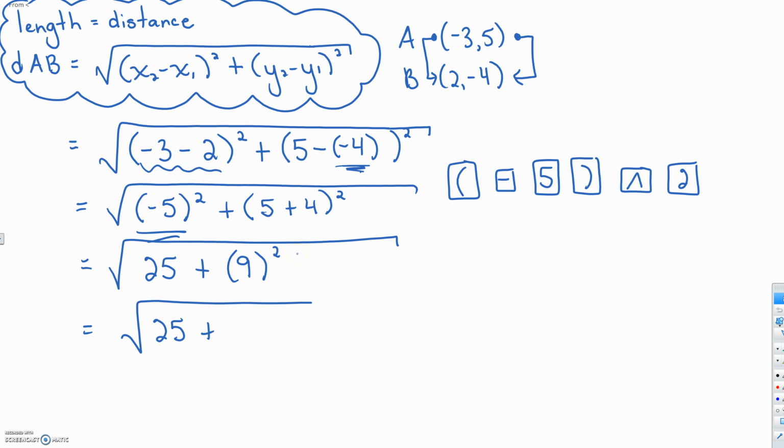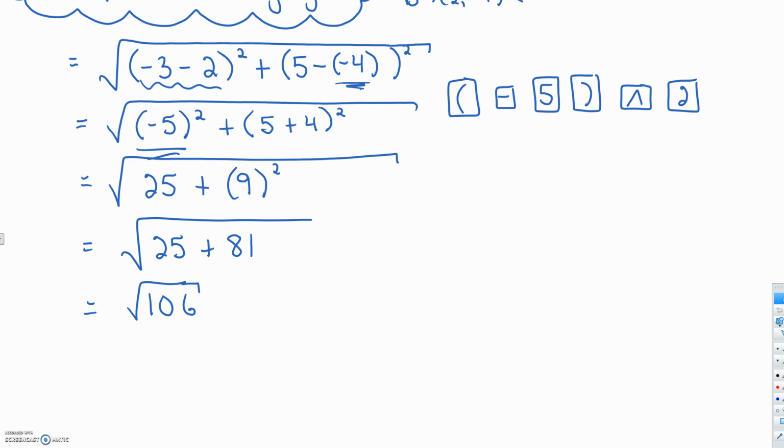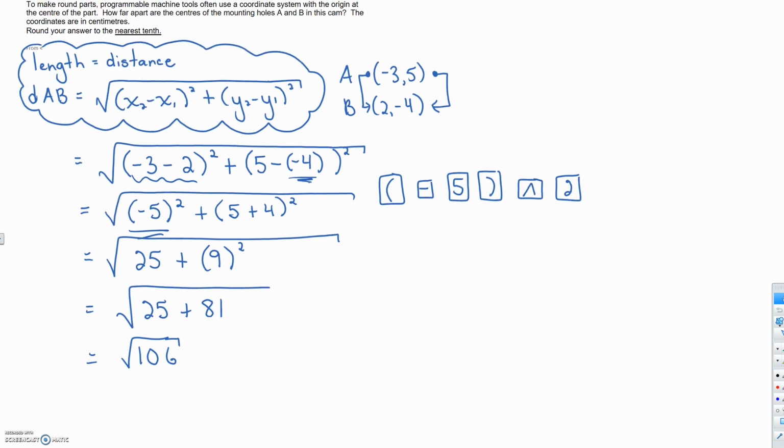9 squared means 9 times 9. 9 times 9 is 81. And if we add up these two things, we will get square root of 106. And a distance needs to actually have a meaningful unit. So you don't want to keep it as root of 106.